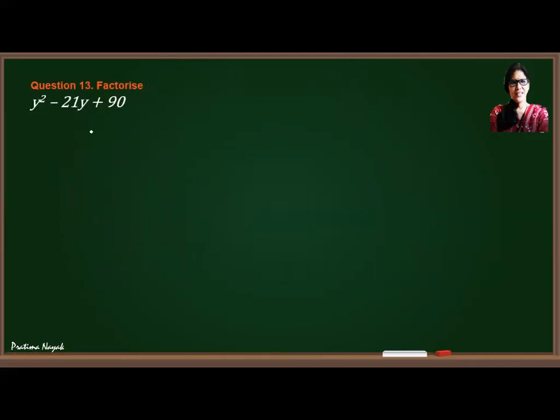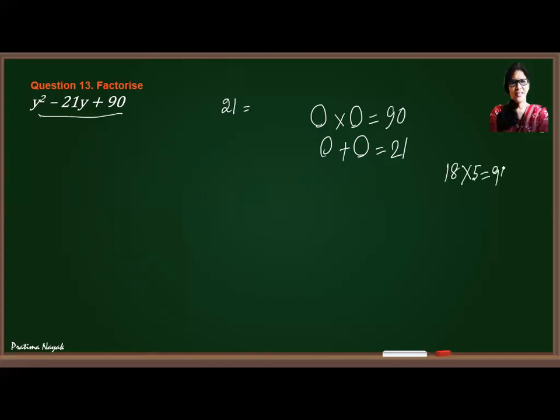Question number 13. Y square minus 21y plus 90. So split 21 as two numbers. When you multiply, you get 90. Two numbers, you add them, it is 21. What are the numbers? Can you think of? 18 into 5. Do they give you 18 plus 5? Do you get your 21? No. So it is cancelled.